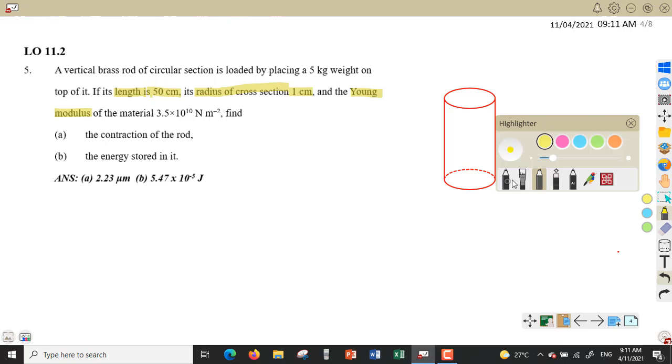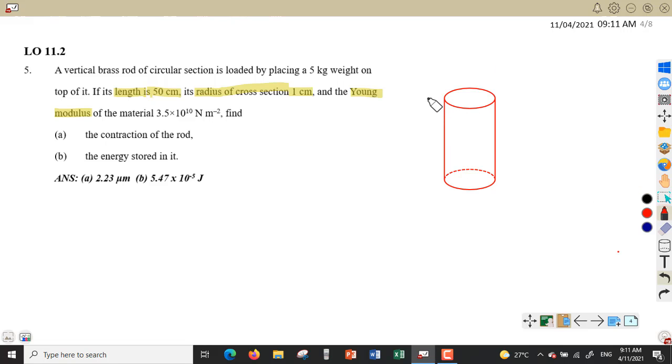So I visualize the problem. We have a brass rod, the original length is 50 centimeter, change it to meter, it's 50 times 10 negative 2 meter. It has a radius of cross-sectional area of 1 centimeter, so 1 times 10 negative 2 meter, changed to SI unit. This rod is made of brass, whereby the Young modulus is given by 3.5 to the power of 10 Newton per meter squared.